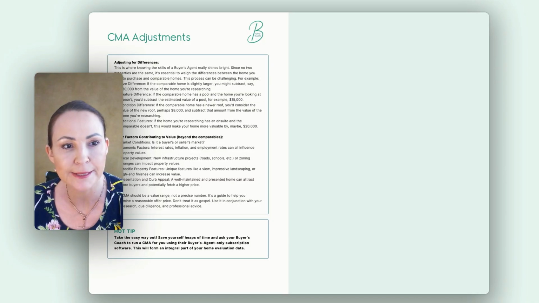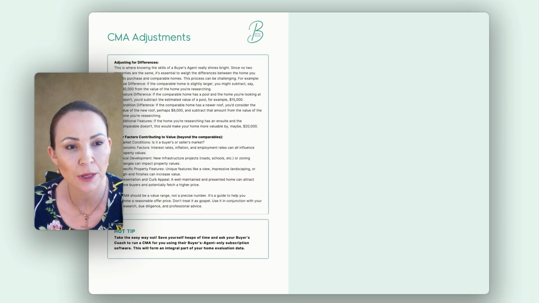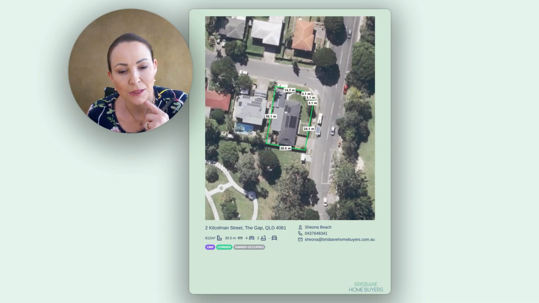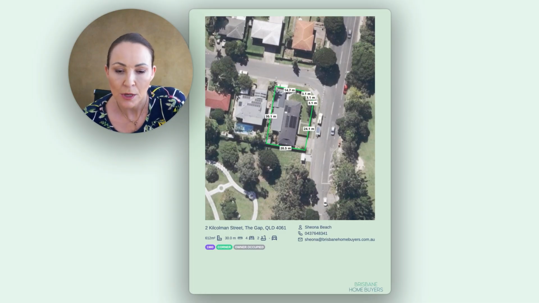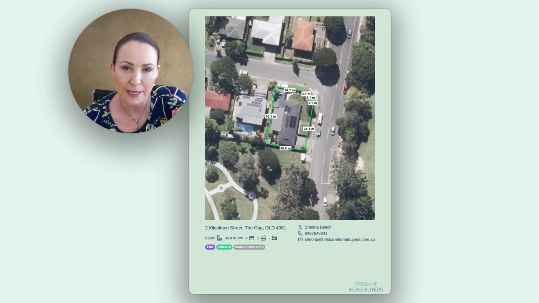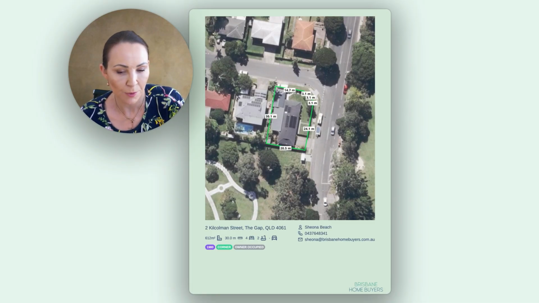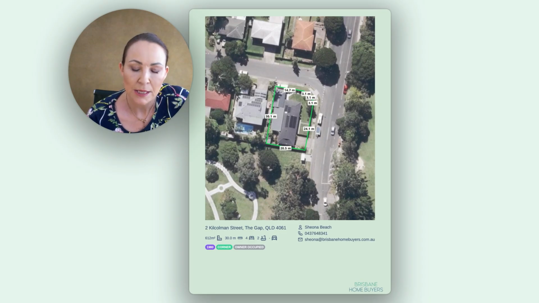The CMA I send you, let me take you through one right now. This is a CMA that I took up standby. So let me describe the CMA that I will send to you, should you ask me to. This is for an address at 2 Kilcoman Street, The Gap. The front page of the CMA that I pull from my software says that it was built in 1980. It's a corner block and it's owner occupied. It is a 612 square metre block with a 30-metre frontage. It's 4 bedrooms, 2 bathrooms, and it doesn't mention the number of cars.